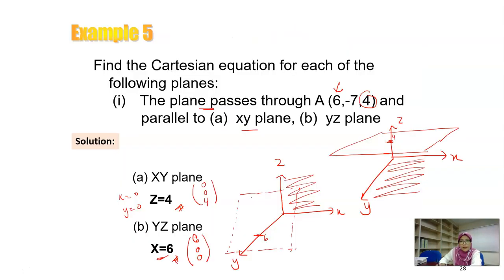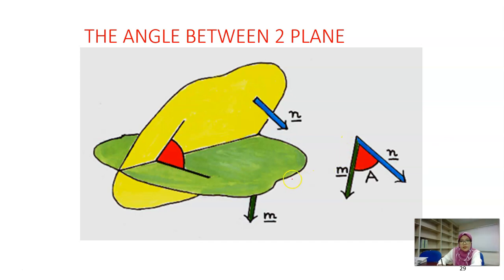Alright. Next is finding the angle between two planes. If you have this yellow plane and green plane, their angle will be this angle here. So something like if you are having two planes like this, one plane and one plane here, like this.